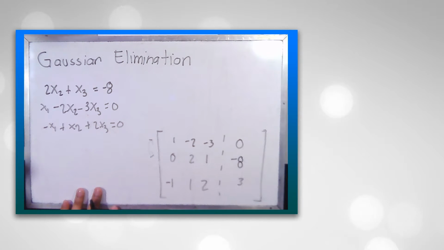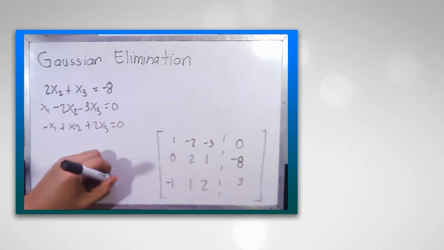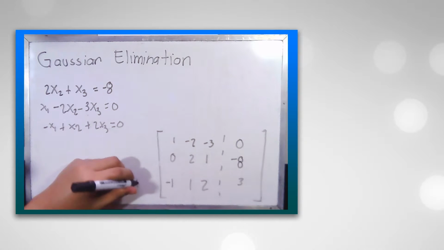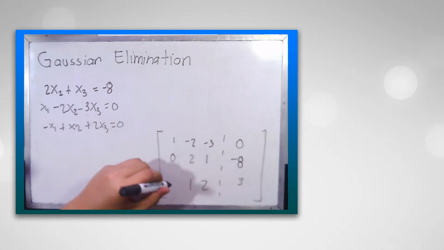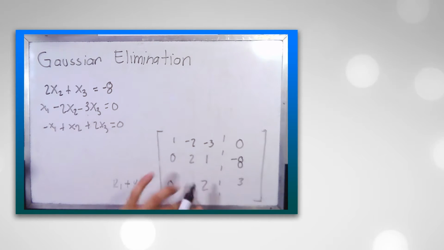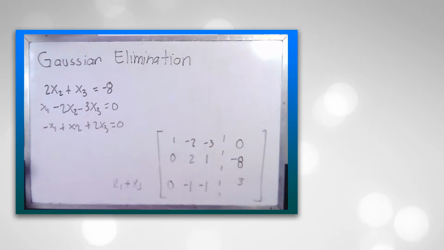So the next one is add row 1 to row 3. So R1 plus R3. So -1 plus 1 is 0. -2 plus 1 is -1. -3 plus 2 is -1. 0 plus 3 is 3.